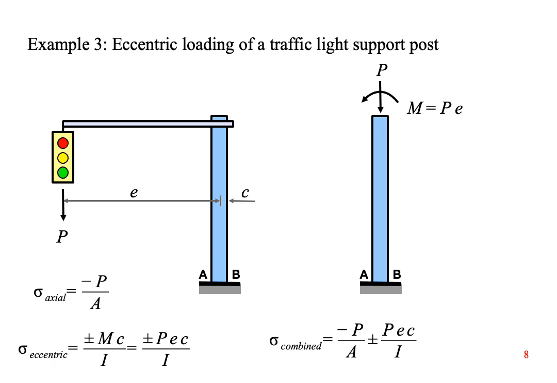Add the two components of stress together to get the combined stress. The drawing at the right is basically an equivalent load diagram showing the axial load as P and the eccentric load as a bending moment. The weight of the traffic light is making a cantilever beam bend to the left.